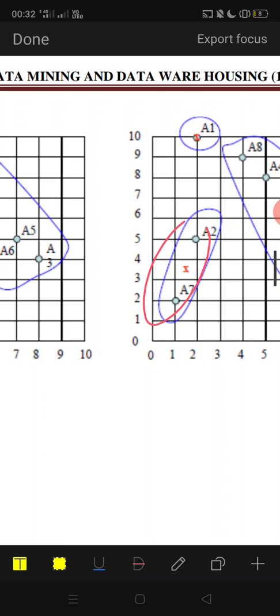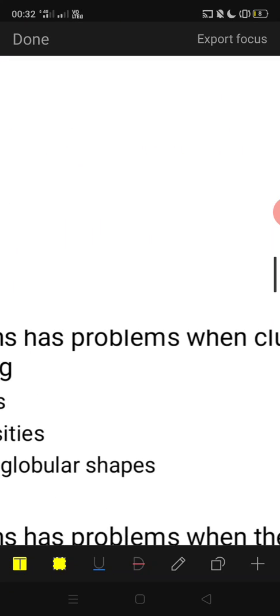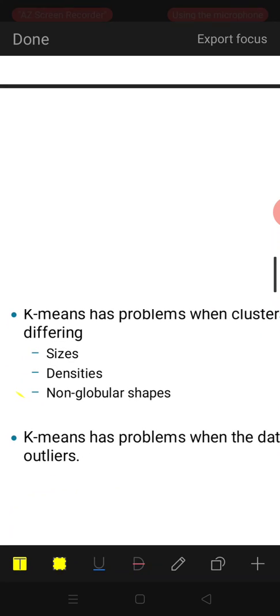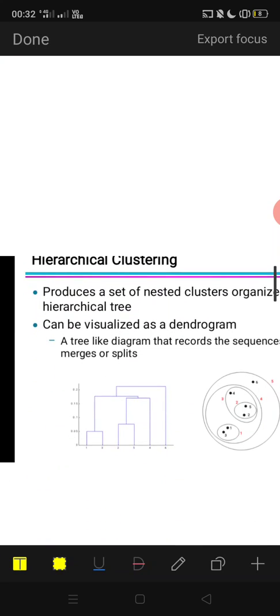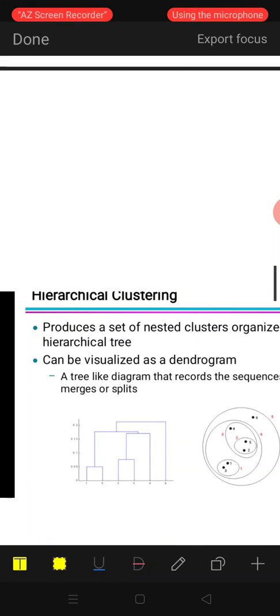Watch this video twice and you will understand the things more. Next, briefly: K-means has some problems, like cluster size and densities. In the next class we'll study hierarchical clustering. Good. All the best.